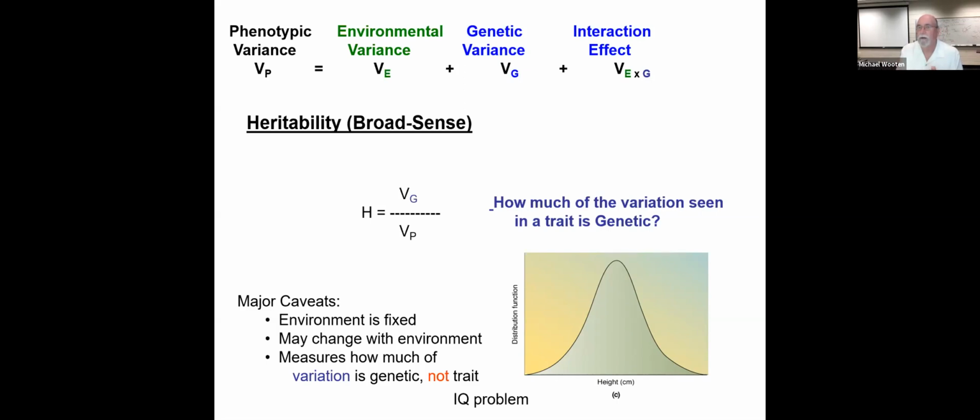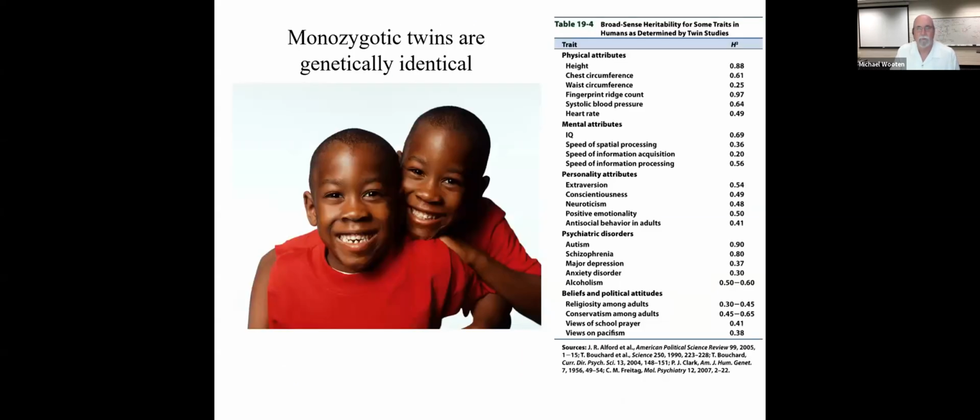Some people have an IQ of 160, some people have an IQ of 80. How much of that variation is genetic? How much of it is because of other environmental inputs? All right, so what are some examples?